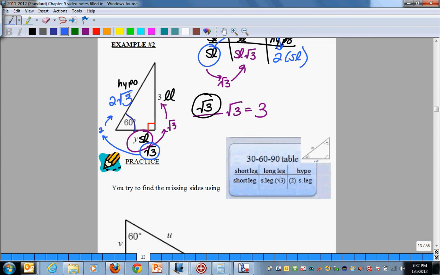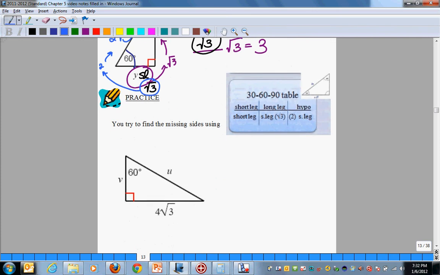Using this table, without using a calculator, I'd like you to solve for the unknowns v and u, please. Without using a calculator, solve for the unknowns v and u.